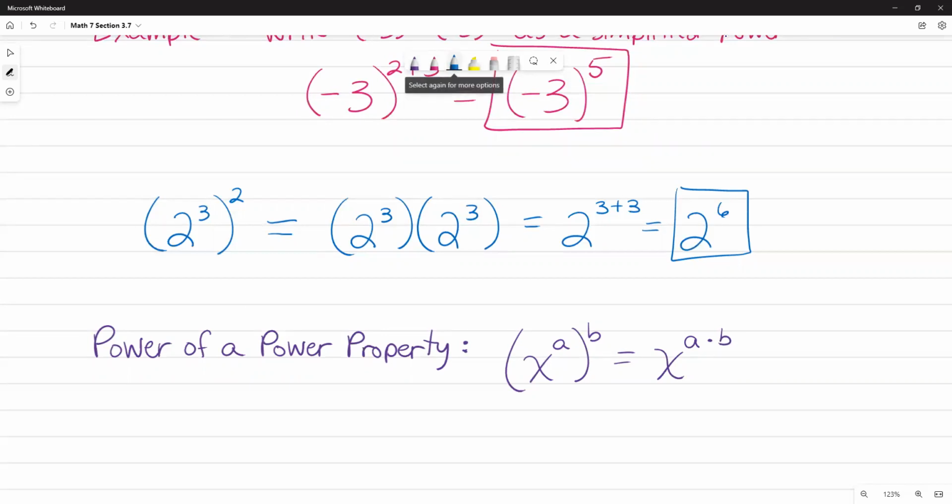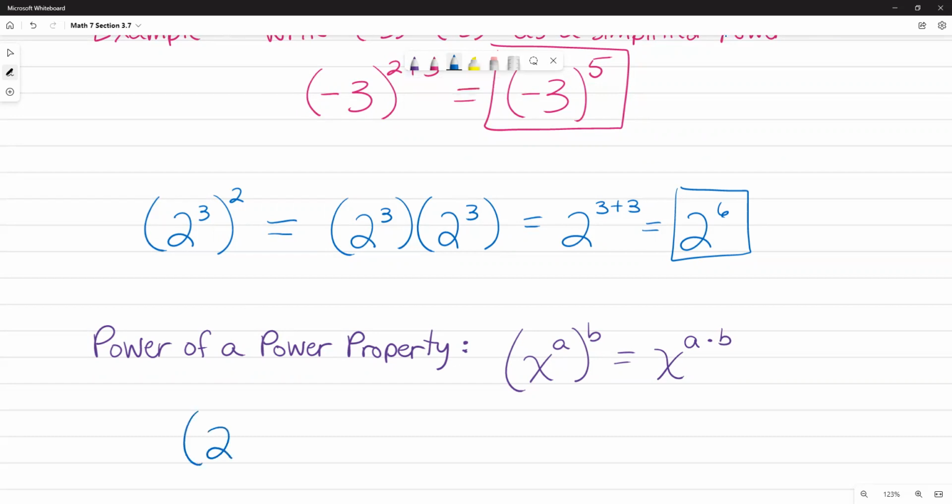So let's go back to our example above. After you write this property, let's look at the example above, right? We had 2 cubed raised to the power of 2. And that was 2 cubed times 2 cubed, which meant we added 3 plus 3, which gave us 6. So let's look at that again using the power of a power property.